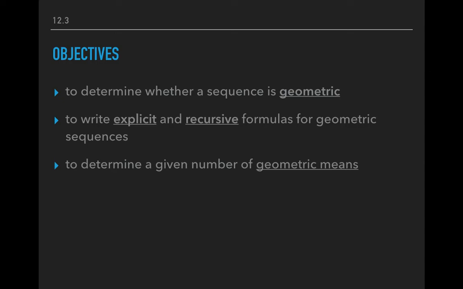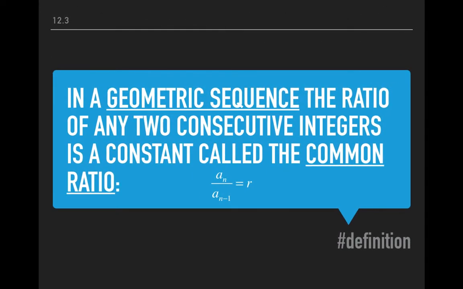So let's get started. I want to present to you the idea of a geometric sequence. When you have one, the ratio of any two consecutive terms is going to be a constant, and that is called the common ratio. So you'll notice the second over the first, or the third over the second, is going to give you that common ratio of r.